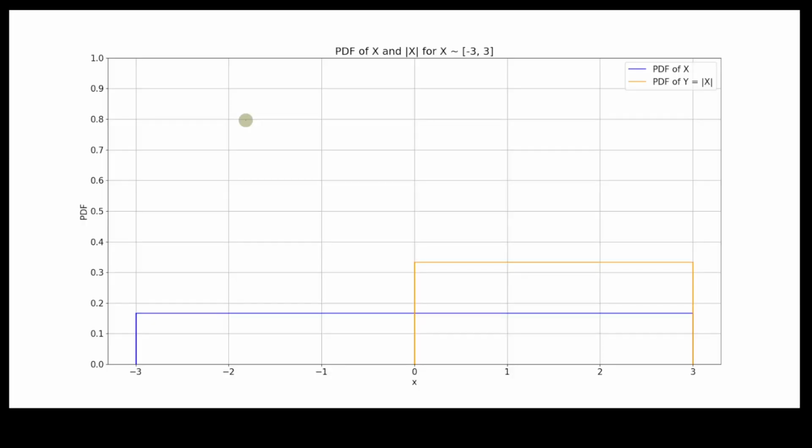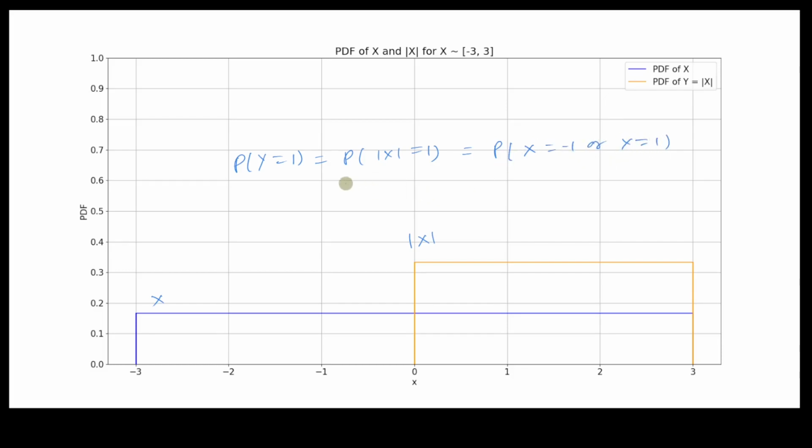Here is the plot of the PDF of x and the PDF of mod of x that I have drawn using matplotlib. This is the PDF of x, and this is the PDF of mod of x, with x in the range -3 to 3. When you try to calculate the probability of any value of y, since y can take values only in the positive range, suppose y takes a specific value, y equals 1. It will be equal to the probability that mod of x is equal to 1, which is the probability that x takes value -1 or x takes value 1.